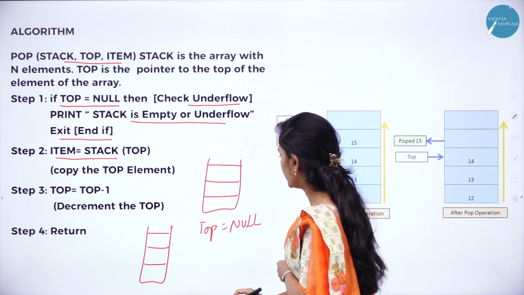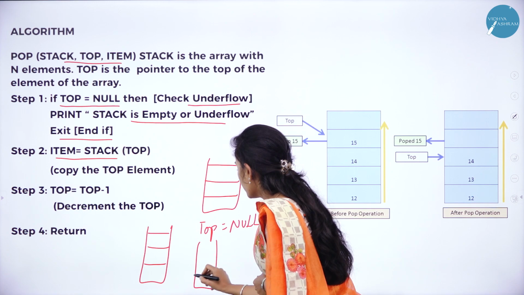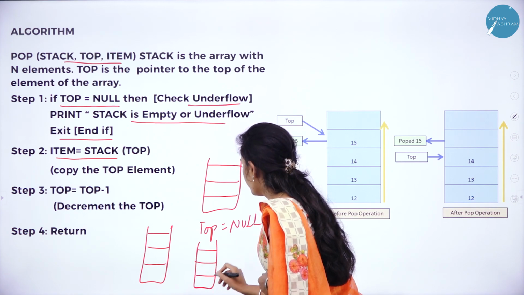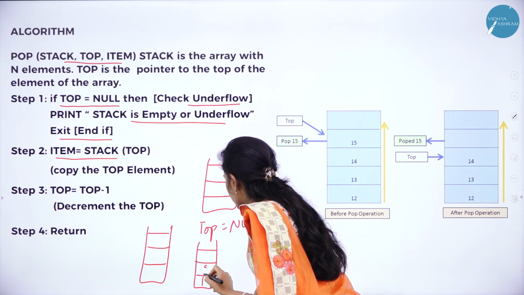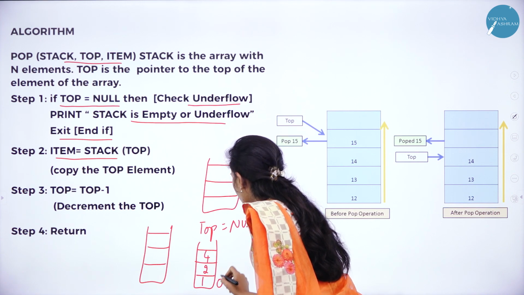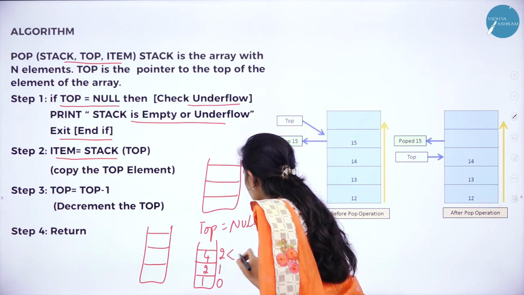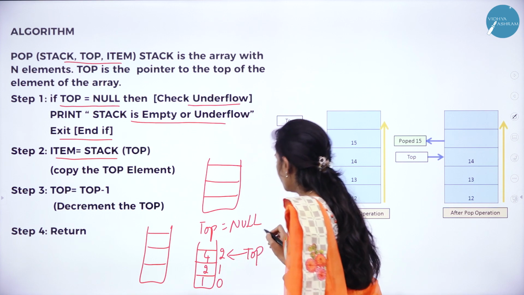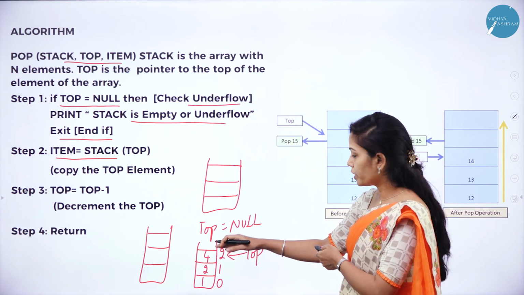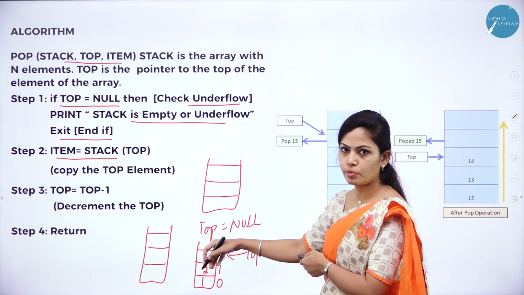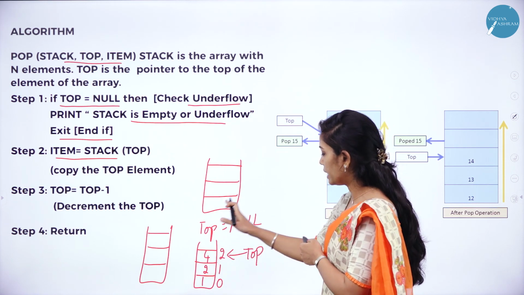This is the underflow condition; now check the second condition. Here the stack holds 1, 2 and 4, with indices 0, 1, 2. The top of the stack is 2. Here I am going to remove the first element, which is 4.